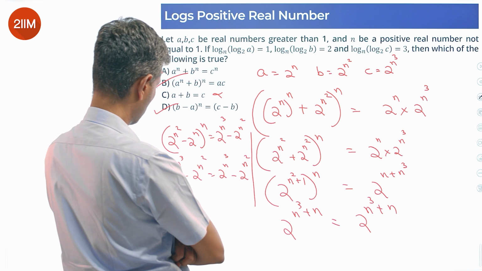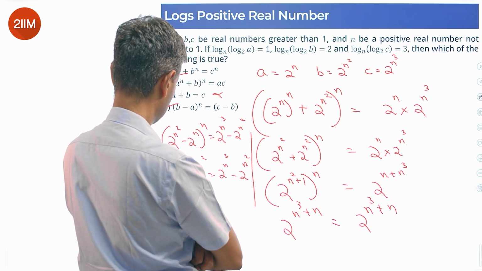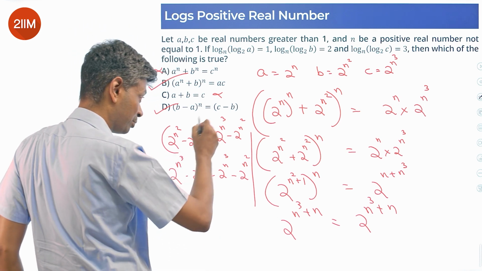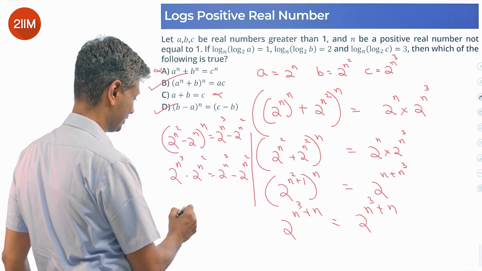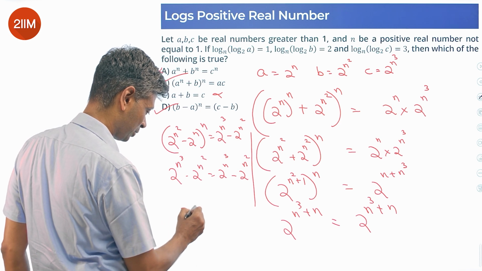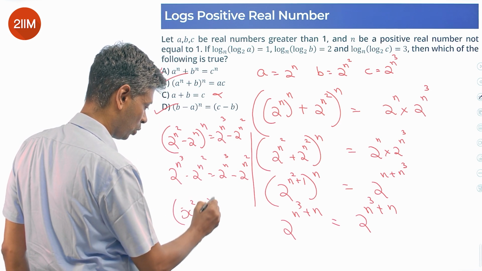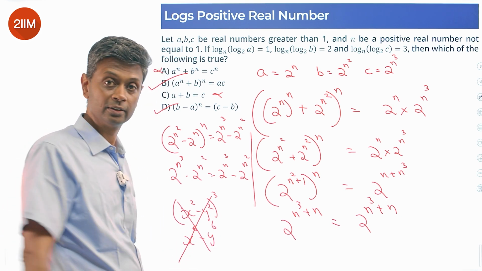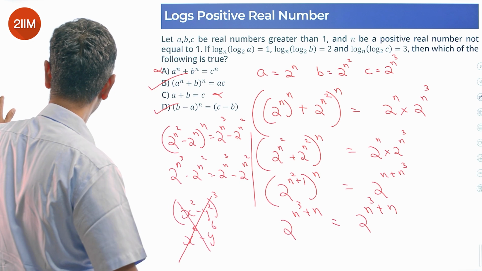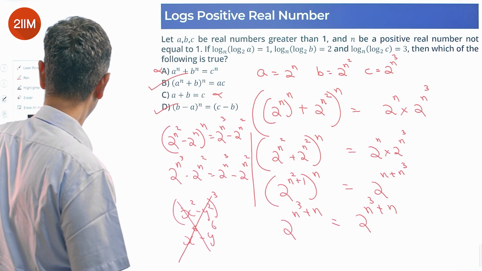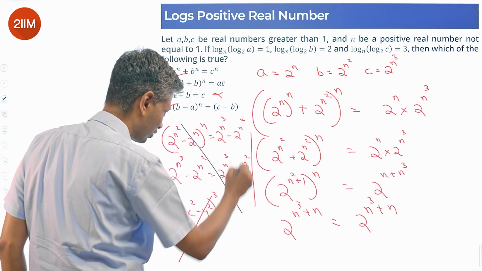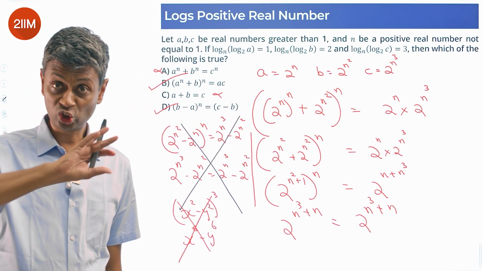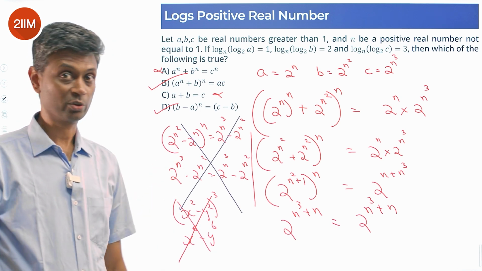2 power n square minus 2 power n the whole square, whole power n. Okay, this doesn't work. I've just expanded it like this. Doesn't work like that. X square minus y square whole cube is not x power 6 minus y power 6. So don't make these silly mistakes as if you don't know anything. This is just wrong. 2 power n square minus 2 power n whole power n is not 2 power n cube minus 2 power n square. It doesn't work like that.